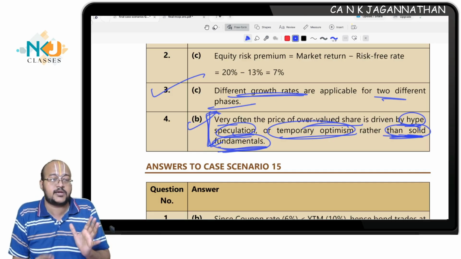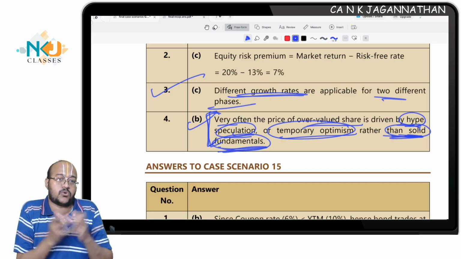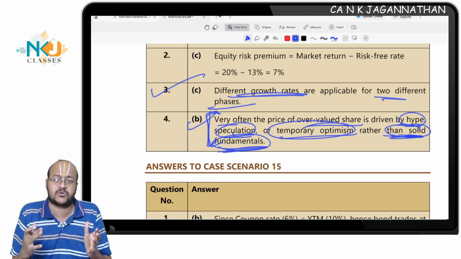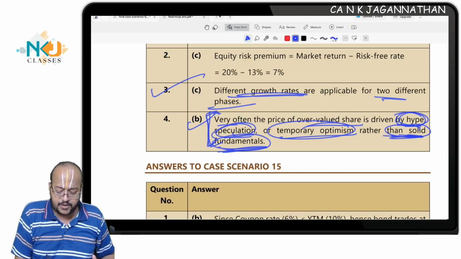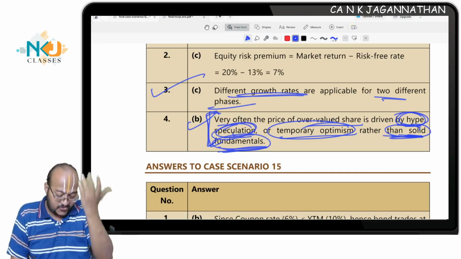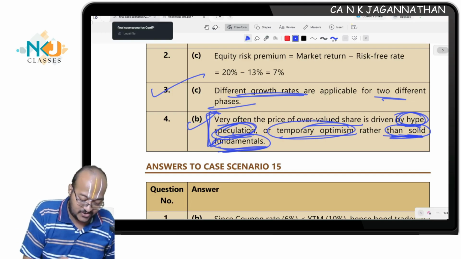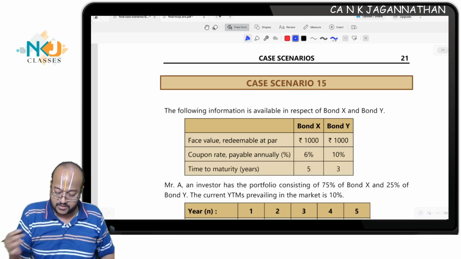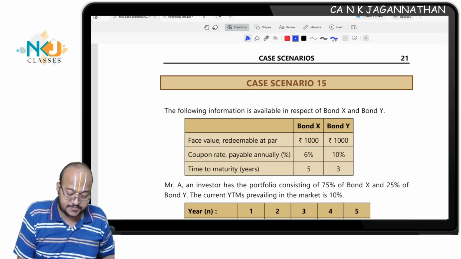It is not easy to get a good quality company for a fair price. It will always be overvalued. It is not only driven by hype and speculation. Even the companies with strong fundamentals will also be trading at overvalued prices anyway. There is no connection between the reason given and the question asked.